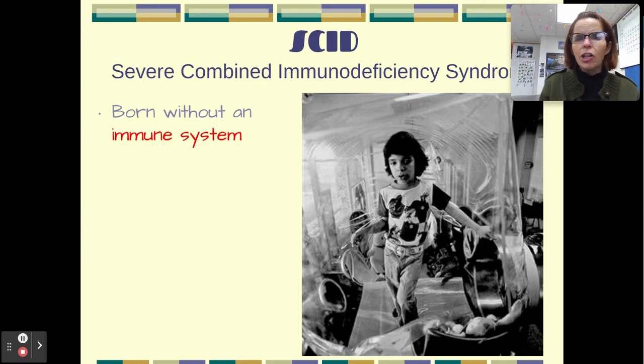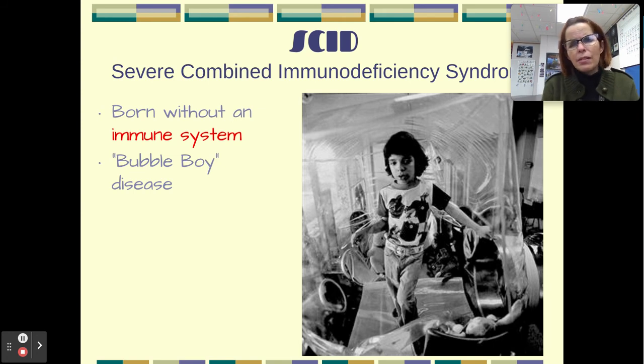All right, the next one is called SCID. It stands for Severe Combined Immunodeficiency Syndrome. These are kids that are born without white blood cells, without an immune system. Sometimes you may have heard it called bubble boy disease. There was an obnoxious movie back in the 90s or something called Bubble Boy, and yeah, it's insulting. So anyway, this is a real disease.